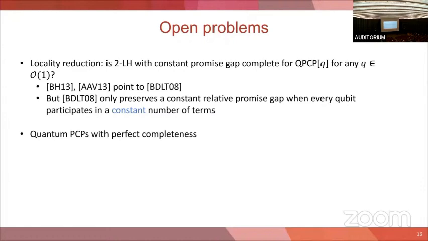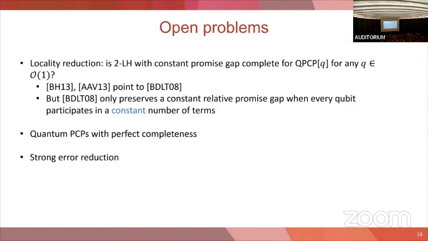Also, because our techniques use this quantum reduction, we can only learn the Hamiltonian up to some precision. So we are never able to preserve perfect completeness. So it's still an open question whether for quantum PCP of perfect completeness similar things hold to what VBF showed before, because our techniques simply fail there.